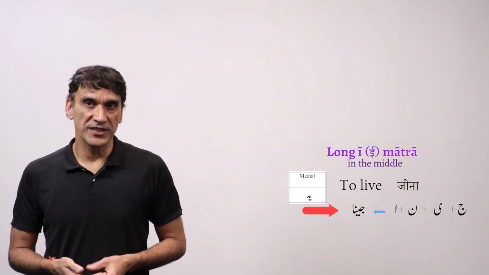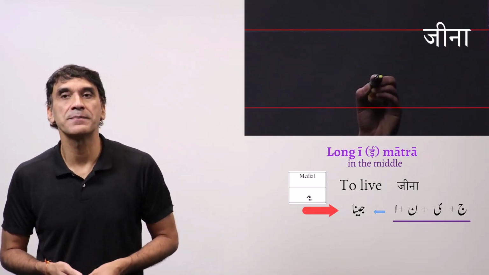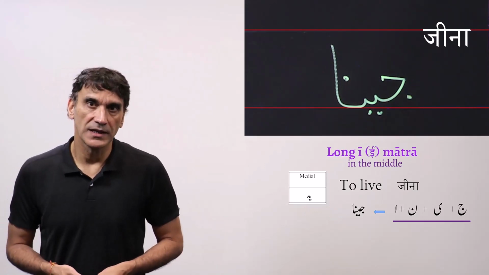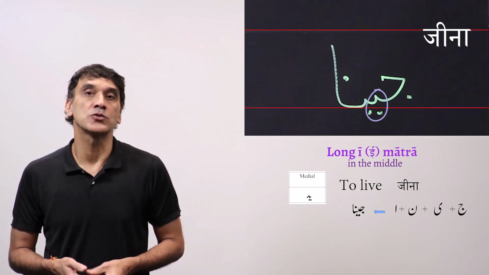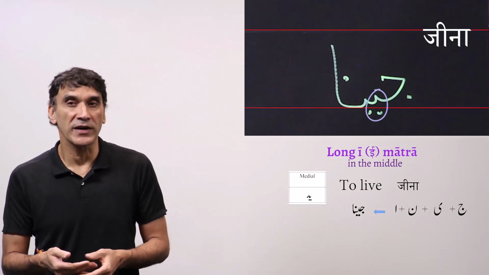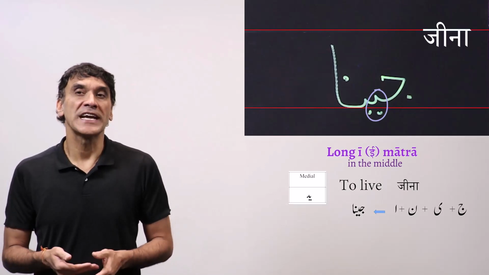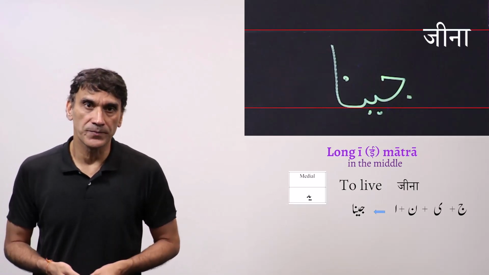The first word is Jina, meaning to live, the verb to live. The spelling is Jim plus Choti Ye plus Noon plus Alif. Jim is the first letter, so it will take the initial form and will connect to the Choti Ye to make the long E mātrā on J, that is Jī. The Choti Ye will take the medial form because it is in between Jim and Noon.